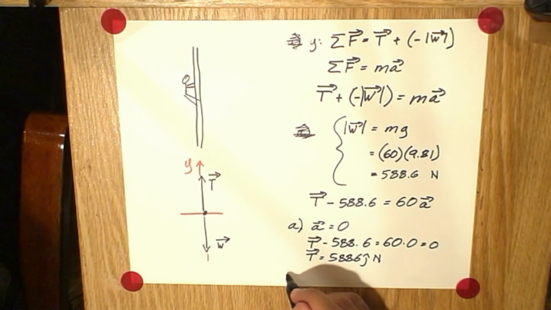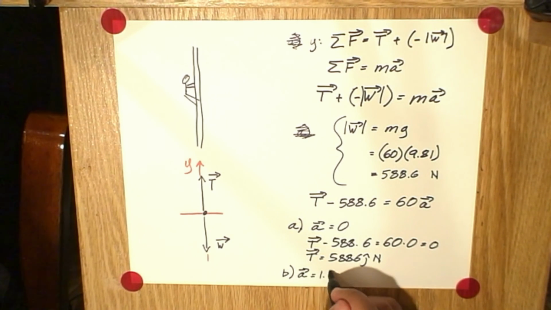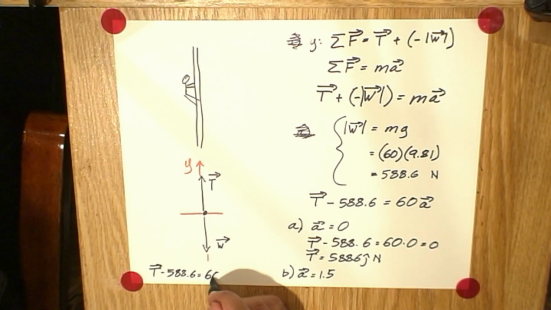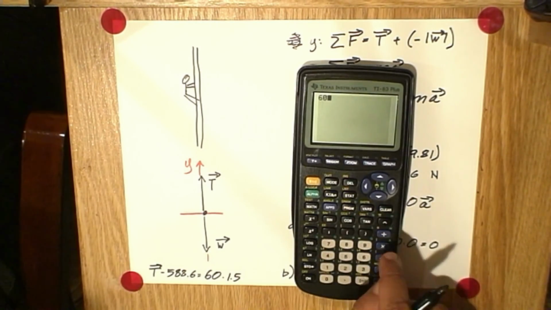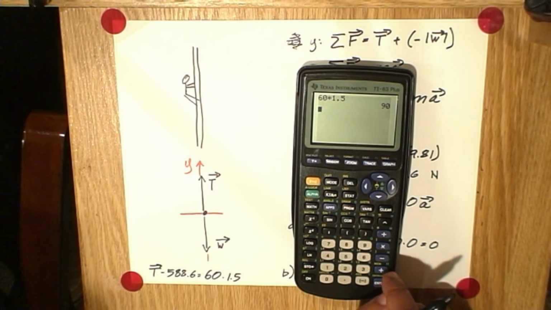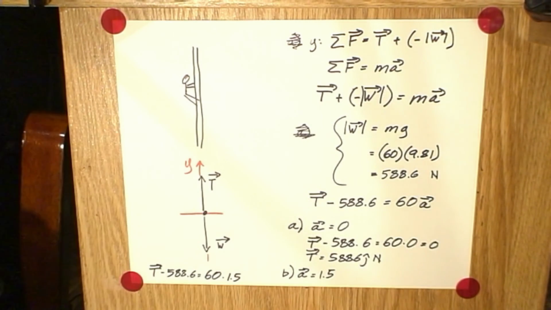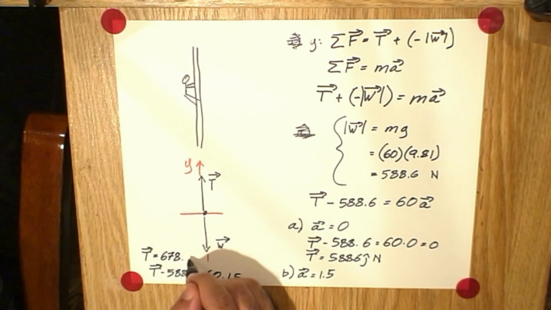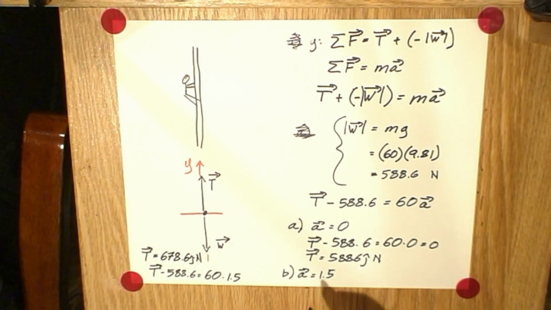Whereas for part B, the acceleration is going to be 1.5. I would say that tension minus 588.6 is equal to 60 times 1.5. 60 times 1.5 gives us 90, plus 588.6 would give us 678.6. So in this case, the tension would be 678.6 j hat newtons.